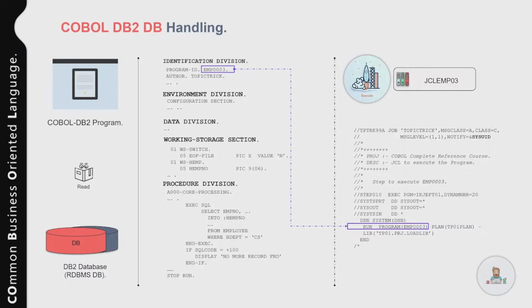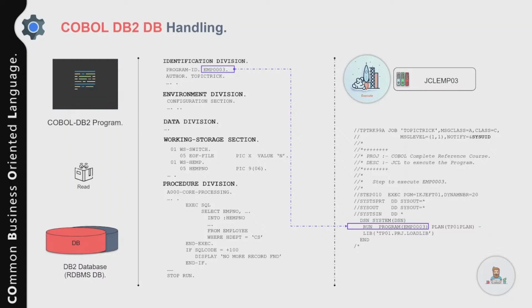Now coming back to our sample JCL, that is JCL EMP03, we have a job card, then we have a description, and after that we have STEP10, which is actually executing a utility that is IKJEFT01, and it is generally used to execute a COBOL DB2 program. And if you look at the SYSTSIN, you will notice that we have specified the program name followed by the plan and the library. So this is how you can execute your COBOL DB2 batch programs.